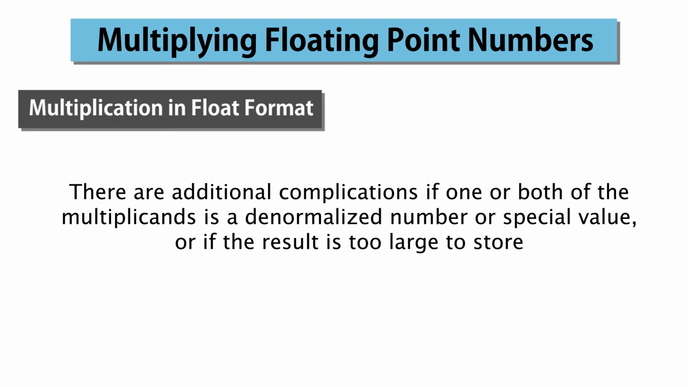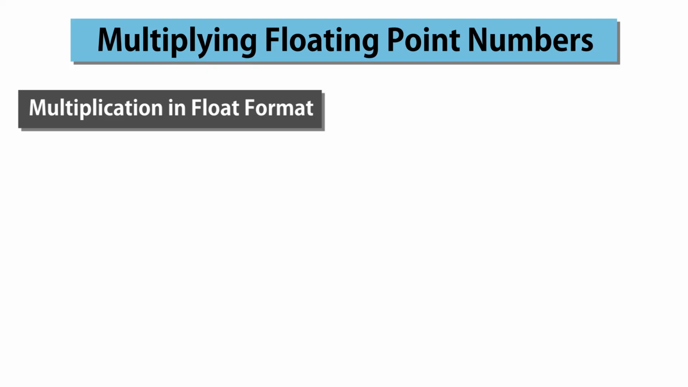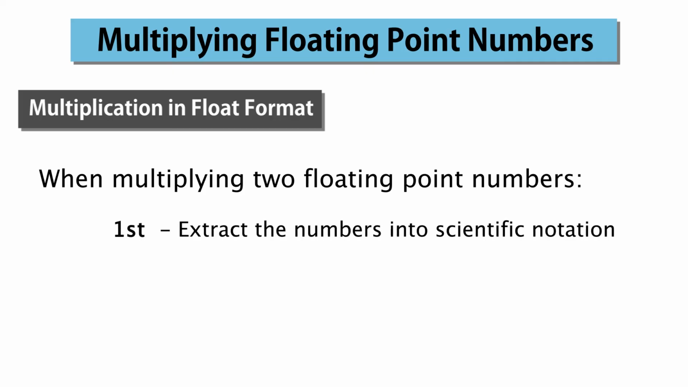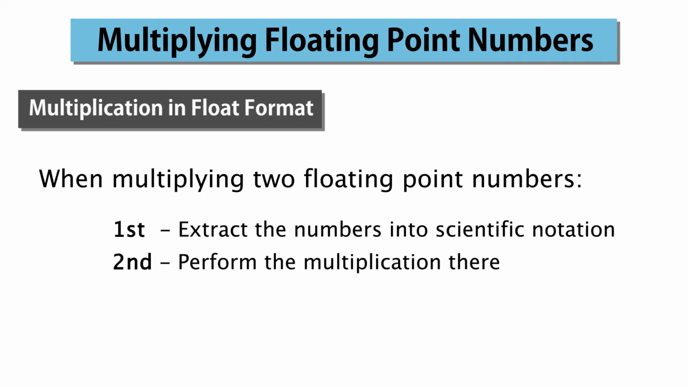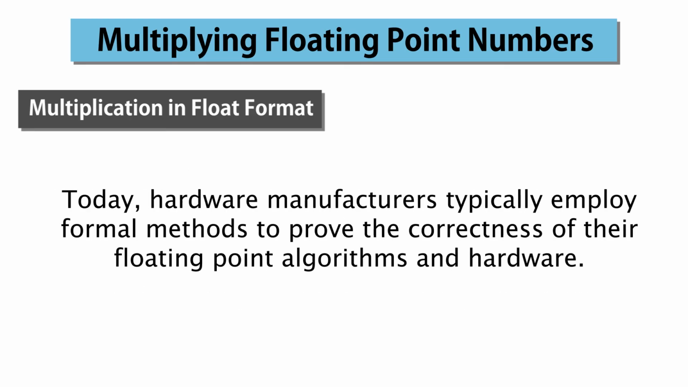It's certainly possible to do all this. Computers do it flawlessly. But most humans aren't very good at it. So when multiplying two floating point numbers, it's typically easier for us mere humans to extract the numbers into scientific notation, perform the multiplication there, and then put the result back into float format. This requires some care, but it's a lot easier than trying to mimic the hardware. Today, hardware manufacturers typically employ formal methods to prove the correctness of their floating point algorithms and hardware. These are very subtle, and it's hard to ensure that they are correct through testing alone.